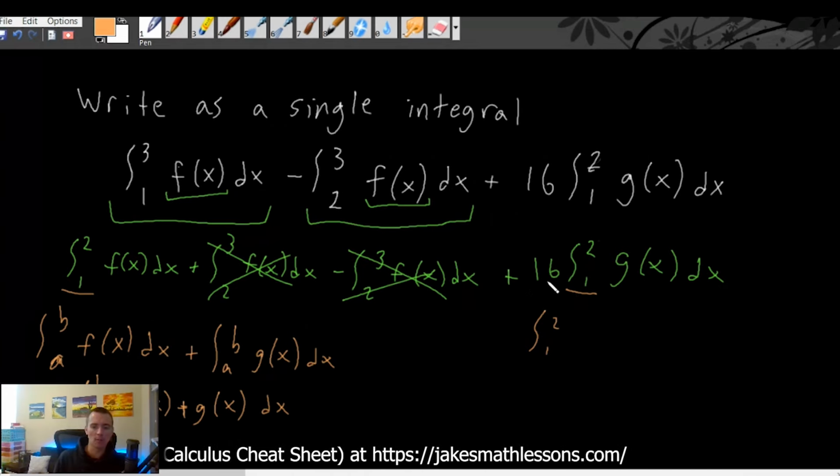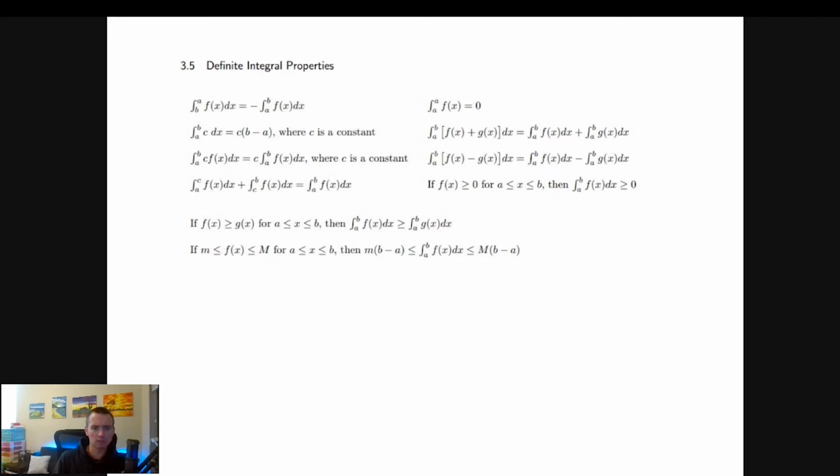Well, another one of the properties on my study guide that I showed at the beginning of the video, and I can show that again here, is, if you look at the left side column, the third one down tells us that the integral from a to b of some constant c times f of x dx equals some constant c times the integral from a to b of f of x dx.